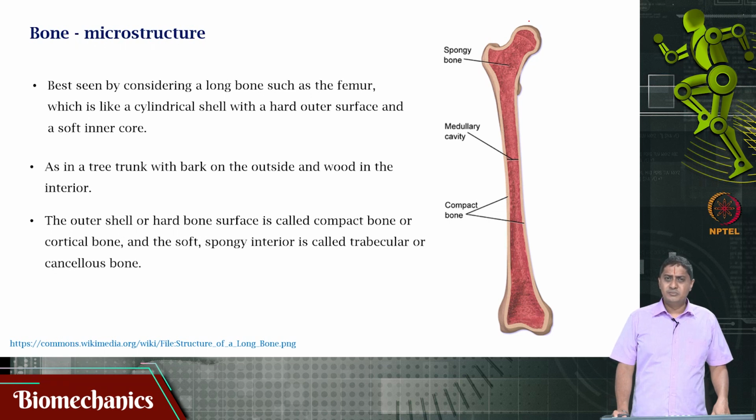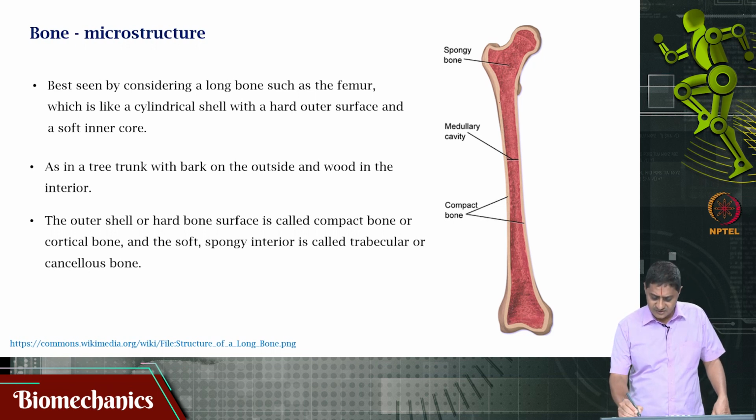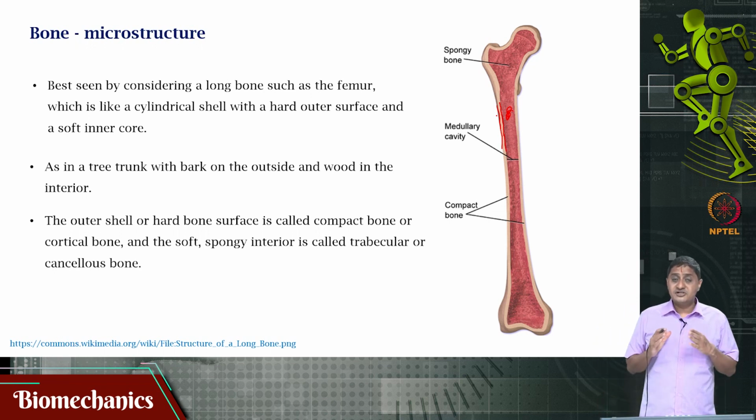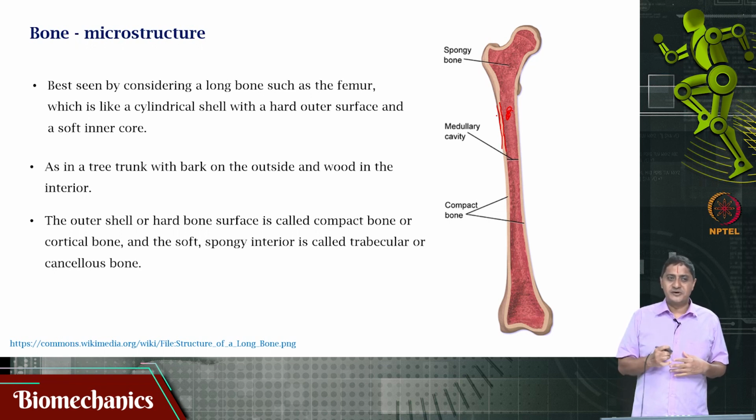So, when we look at a bone, we take an example of a long bone, a cylindrical bone like a femur for example. So, here is a femur, which I told earlier can be modeled as a cylinder, more like a cylindrical shell with a hard outer surface. So, there is a very hard outer surface, there is an amount of thickness for this outer surface, right, that is the hard outer surface, and a relatively spongy soft inner core. Like you have a tree with a bark on the outside and inner wooden component, right.